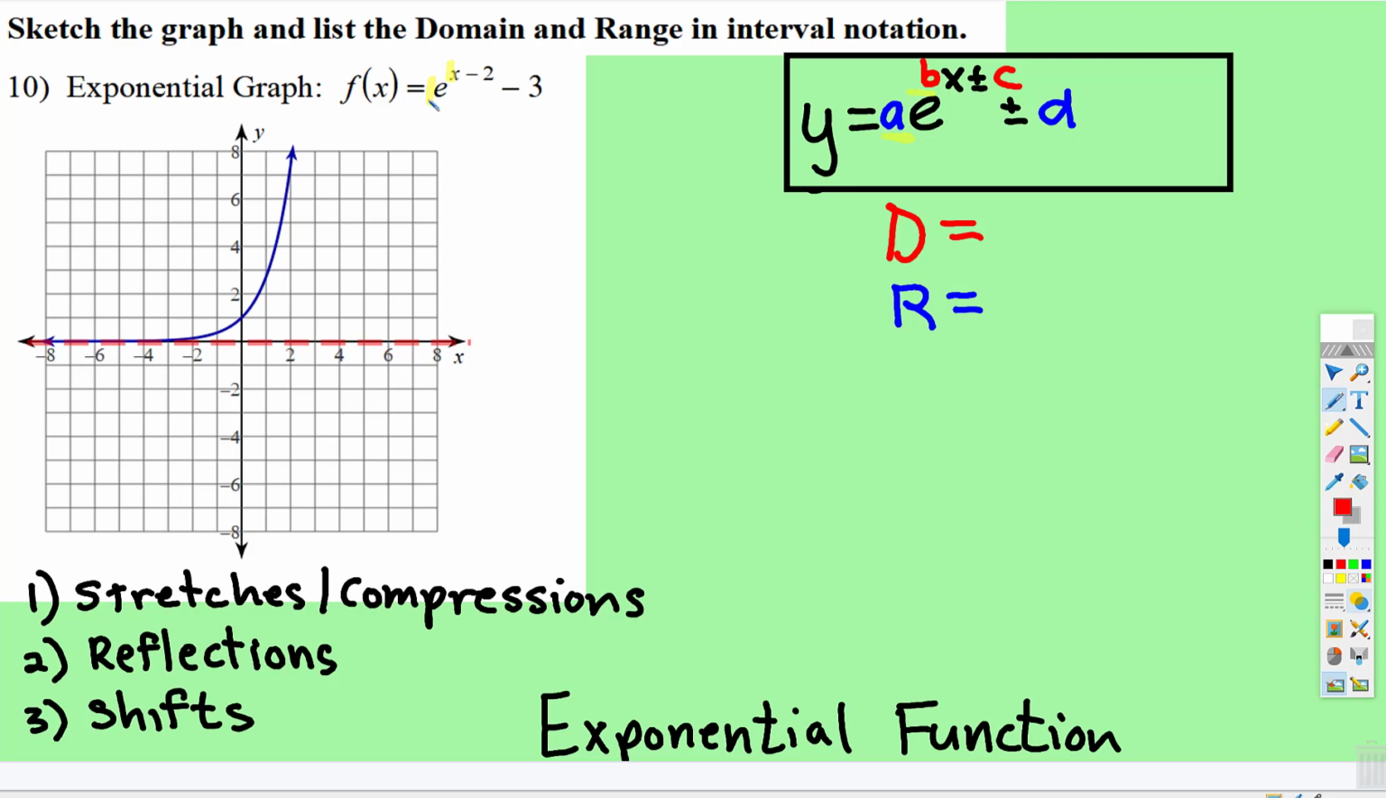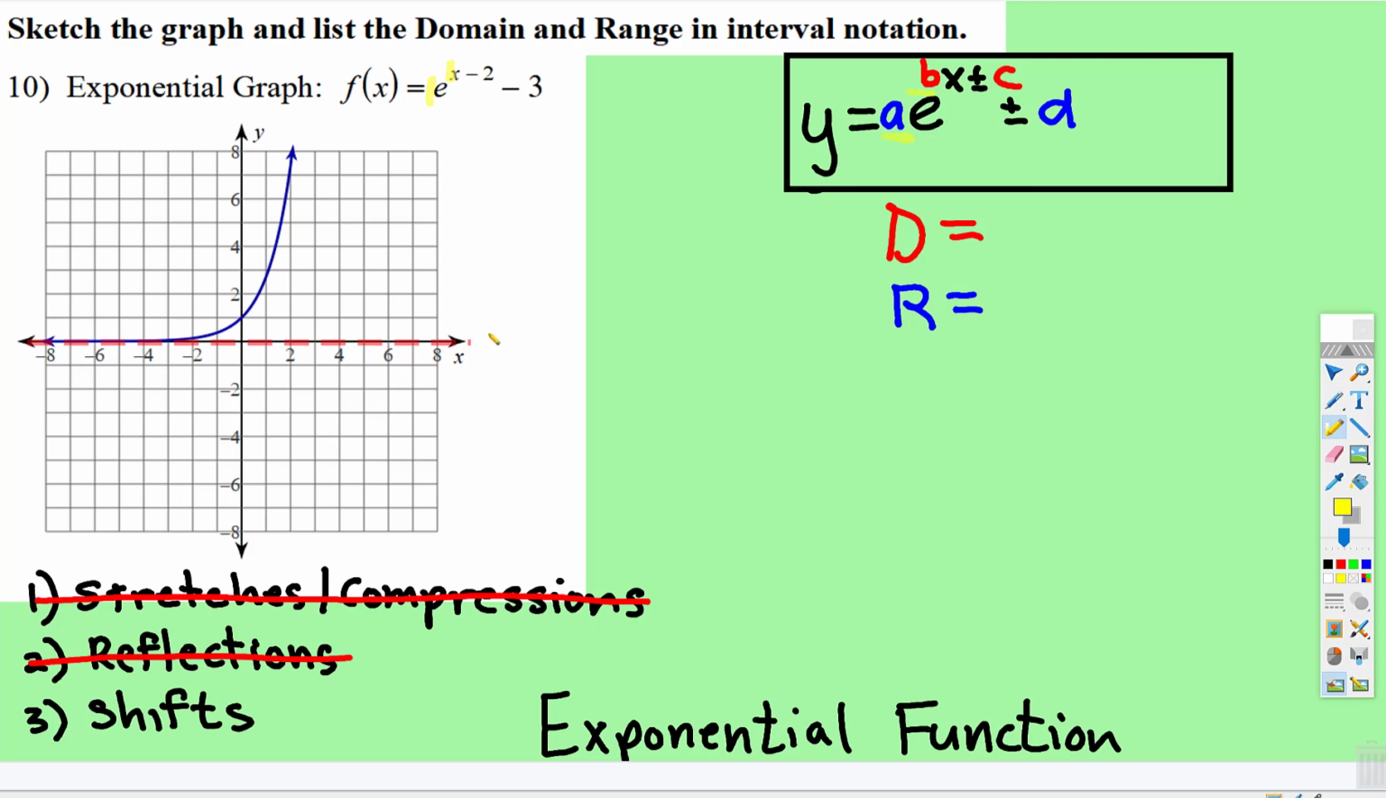We don't have a number other than the invisible 1 attached to e or x, so we do not have a stretch or compression. The x is not negative, and the invisible 1 in front of e is not negative, so we don't have a reflection. So the only thing that we have now is a horizontal shift and a vertical shift. Here's something really important to know.